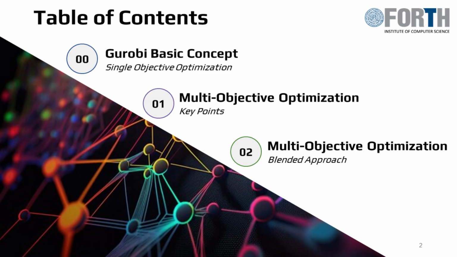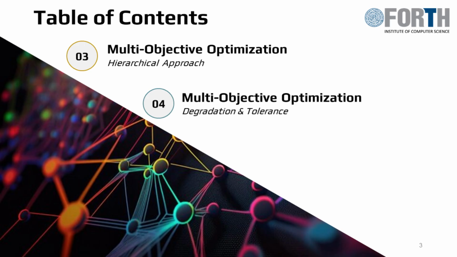Here, we clarify what changes when multiple objectives coexist. We discuss conflicting goals, trade-offs, and how optimality must be reinterpreted when there is no single scalar measure. We then study the blended approach. In this method, multiple objectives are combined into a single weighted sum. This allows us to express trade-offs explicitly through weights, and the solver treats the resulting model as a standard single-objective MILP. After that, we move to the hierarchical or lexicographic approach.